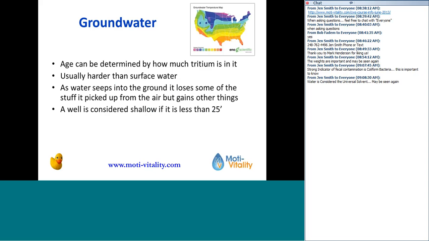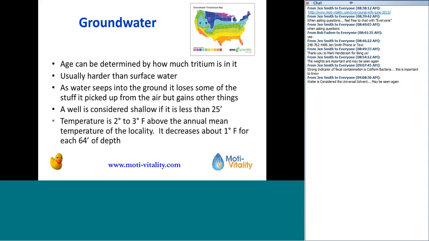And in a lot of states or a lot of local municipalities, they won't allow shallow wells unless you have a special permit. So, I mean, that does affect it. But a well is considered shallow if it's less than 25 feet.